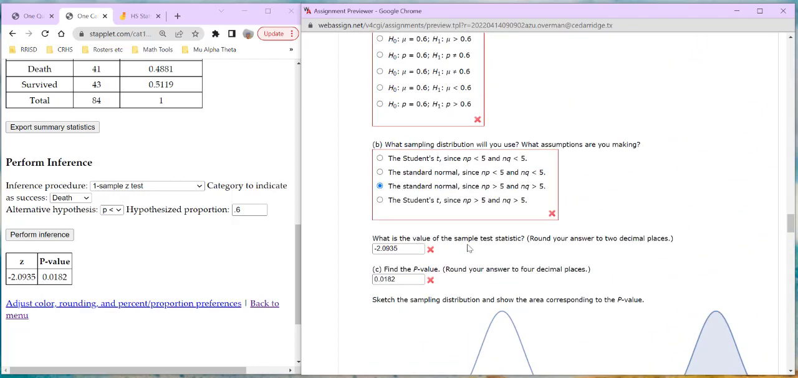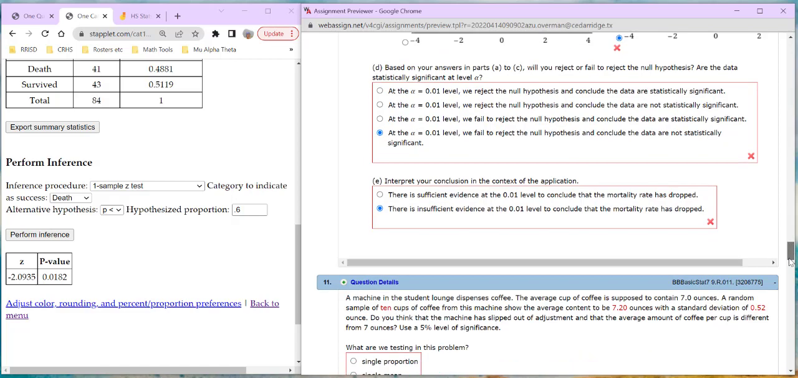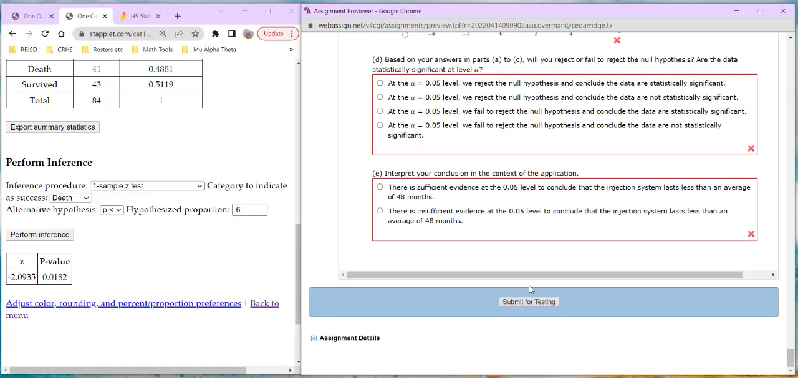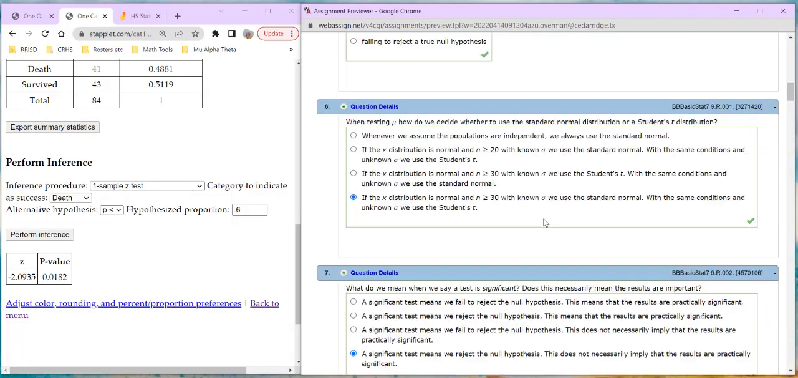All right. And what was our p-value? Oh, our p-value in this case is actually higher than our alpha 0.01. So we're going to fail to reject. We do not have statistically significant data. There is insufficient evidence. Now we're almost to the end. Not too long. Review if you think about it. It looks long, but it's not that bad.